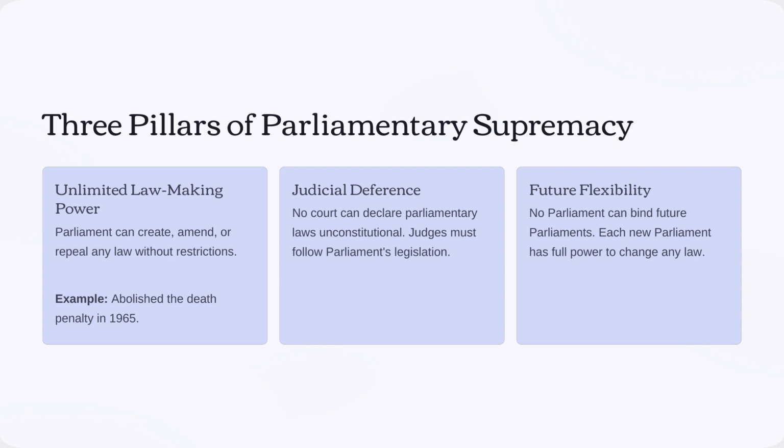Three pillars of parliamentary supremacy. Unlimited law-making power. Parliament can create, amend, or repeal any law without restrictions. Example, abolished the death penalty in 1965.